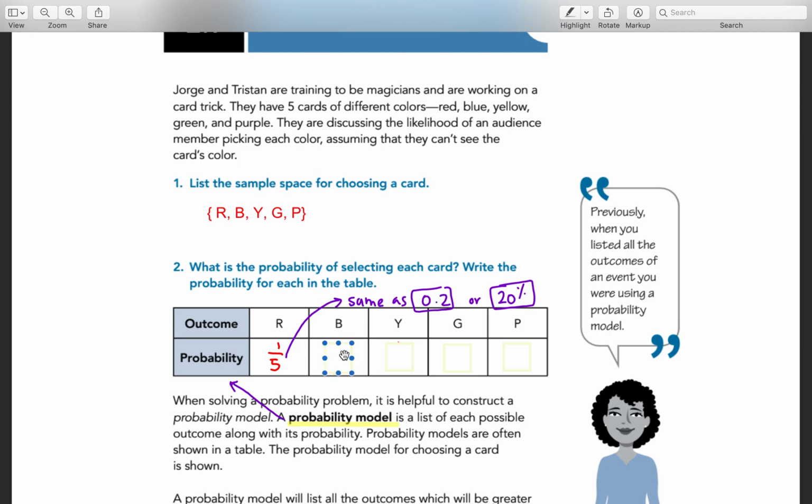And for B it's the same thing. We have 1 out of 5 total. For Y, it's also 1 out of 5. G, 1 out of 5. And also for P, 1 out of 5.